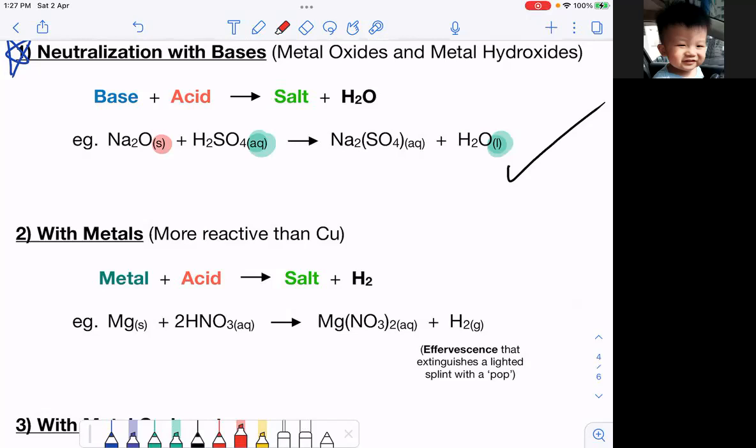Then the last one, this one you haven't learned. This one next chapter. Why is sodium sulfate AQ? I will teach you next chapter. So this one I'll give it to you. Okay? Are you okay with this first example?